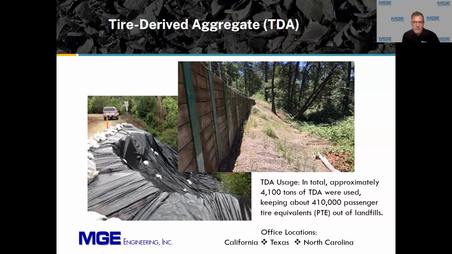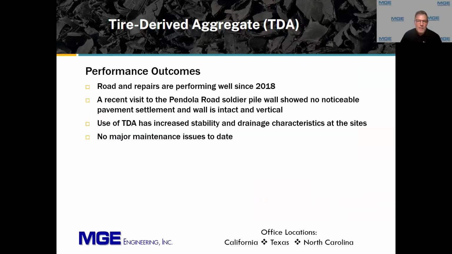So in total for the project, we used about 4,100 tons of TDA, and that kept about 410,000 passenger tire equivalents out of the landfill. So it was a win for the county. It was a win for the environment, using up 410,000 tire equivalents.